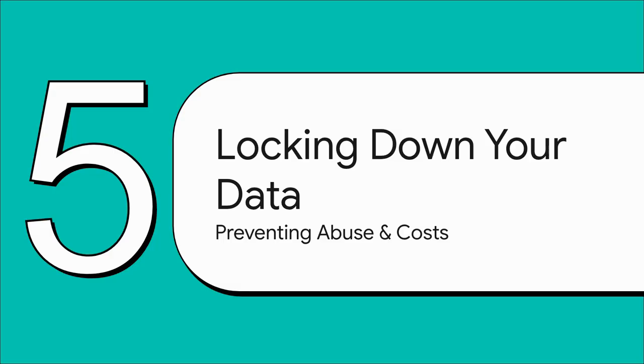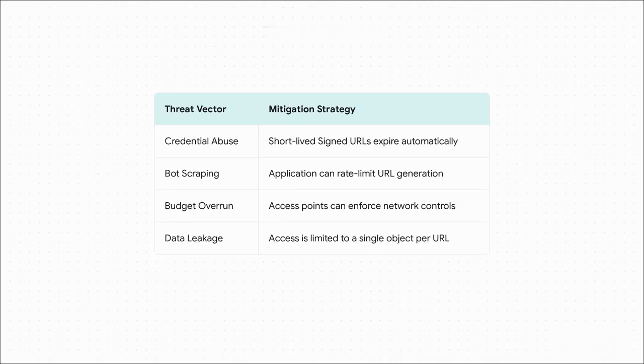All right, for our final section, let's put on our security hats. Let's talk about how this architecture actively defends you against the most common and dangerous threats out there. Just look at this. It's like a shield for every attack. You're worried about credential abuse or a leaked key? Doesn't matter. The signed URLs expire in minutes anyway. What about bots scraping all your data? Well, your application can just rate limit how many URLs get generated. Terrified of a massive surprise cloud bill? Your access points can enforce network controls and trigger alerts. And data leakage? Nope. Each URL is good for one and only one object. It's got an answer for everything.